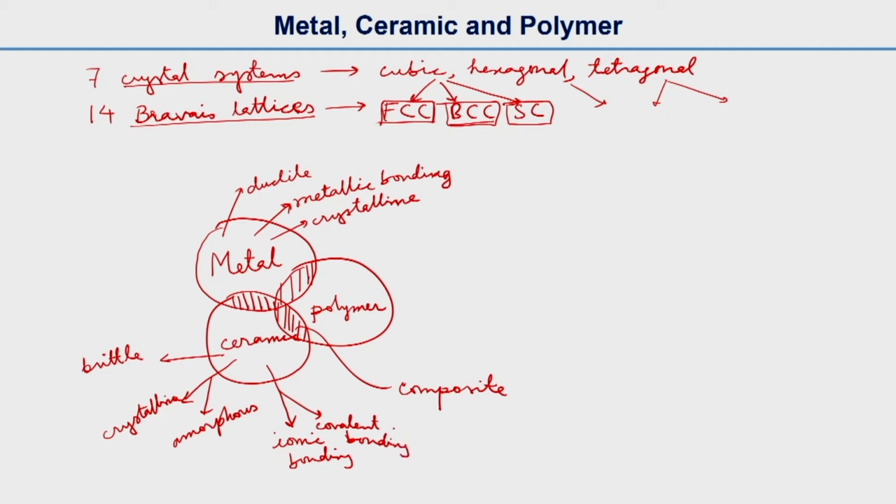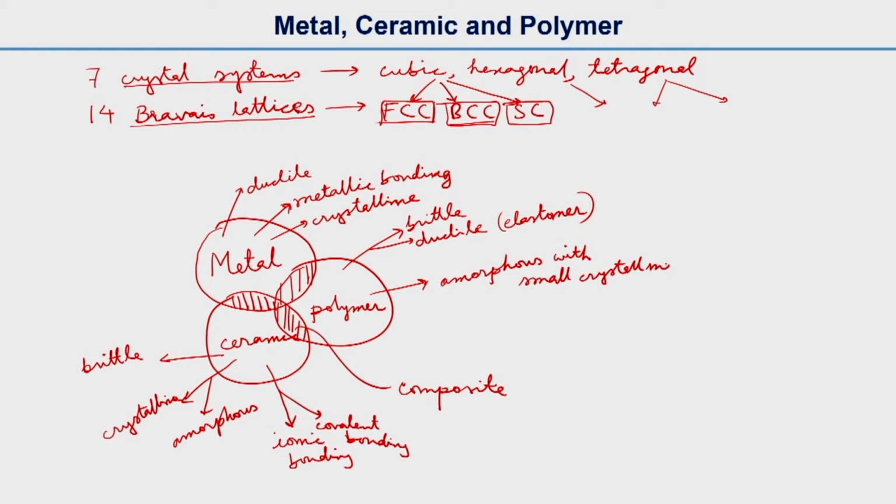And the polymers can be brittle, they can be ductile, even very ductile, let us say elastomer, and it is amorphous with small crystalline groups. So sometimes it is called semi-crystalline, with small crystalline regions. The bonds are mostly covalent bonds within a molecule, and the intermolecular bonds are secondary bonding, like van der Waals bonds.